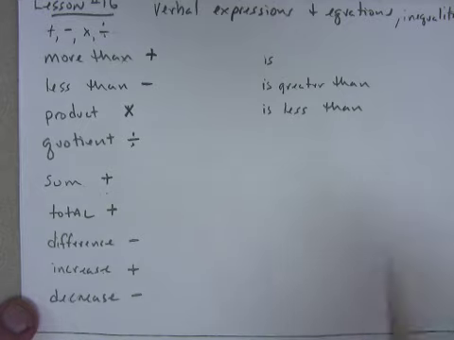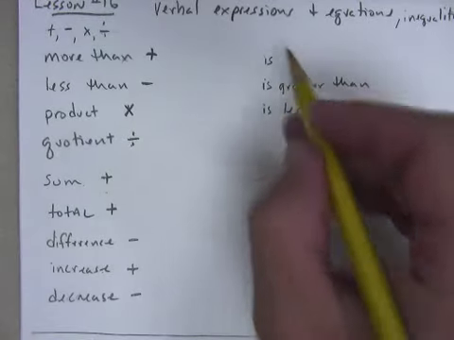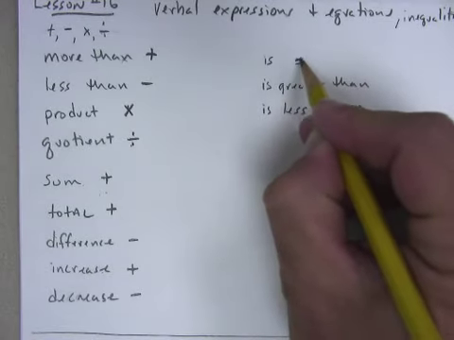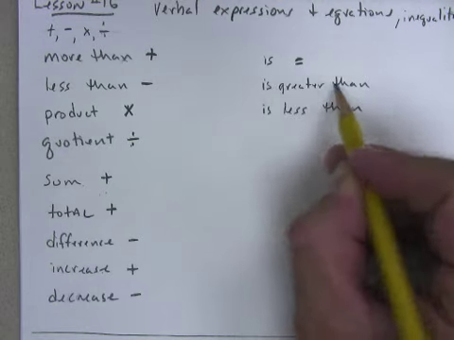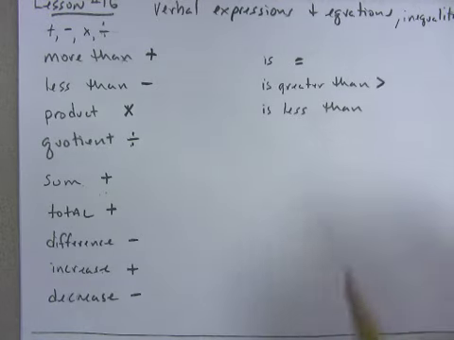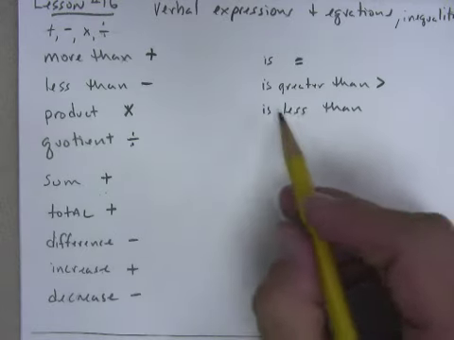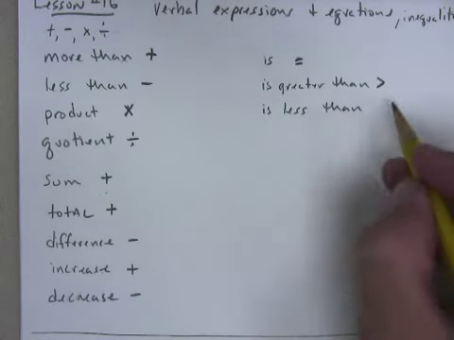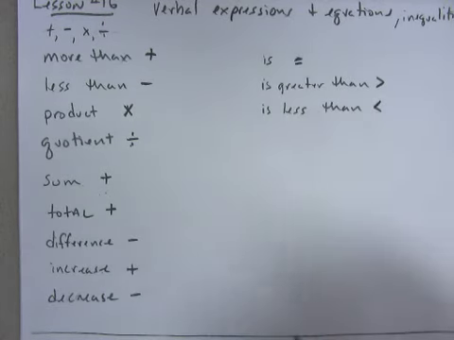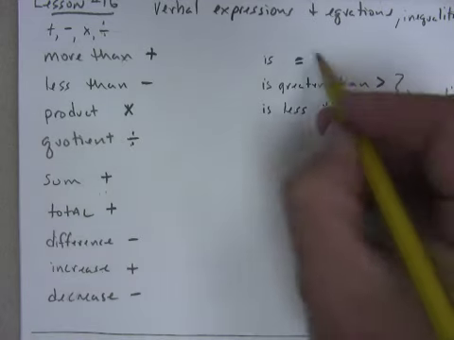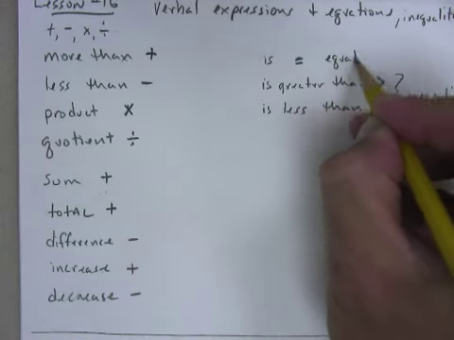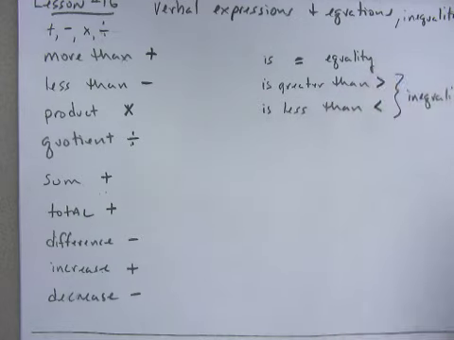All right, now, there are 3 other phrases or words that we have to worry about. "Is" is simply an equal sign when you see that. But if you see "is" connected with greater than, then it's an inequality, greater than. Same thing if you see "is" connected with less than. That means a less than sign, like an alligator sign. So these are inequalities. And this one is an equality.